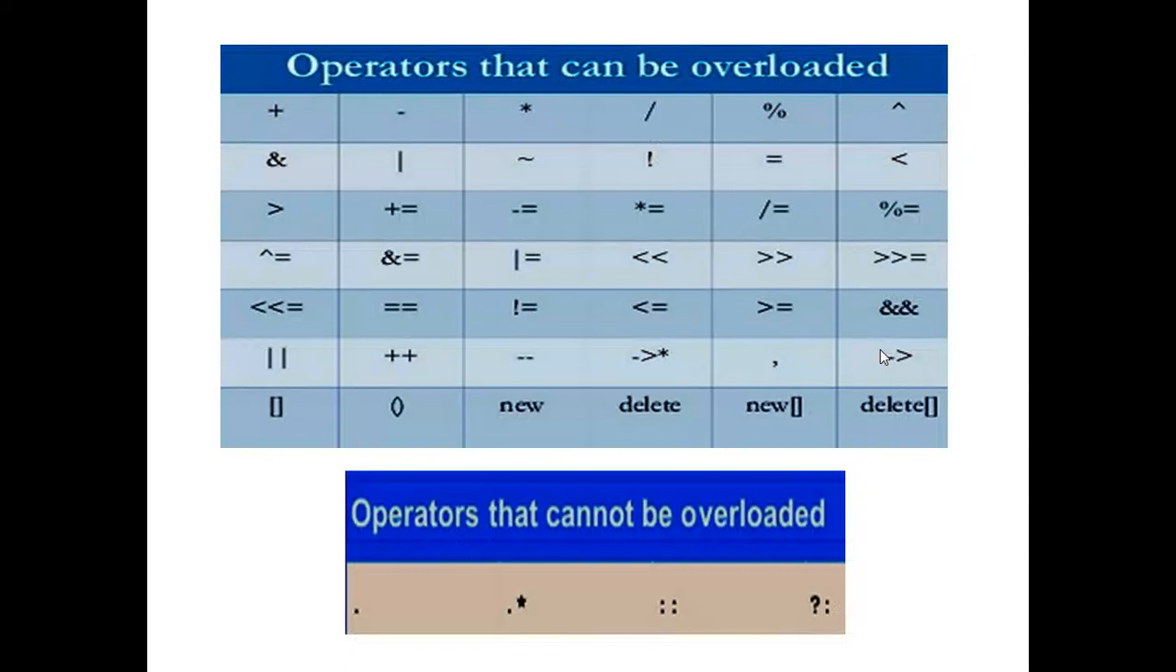Now this slide shows there are some operators which can be overloaded. There are so many operators which we can overload, and there are 4 different operators which we cannot overload, which are the dot operator, then pointer, then scope resolution, and question mark. These are the 4 operators which we cannot overload.